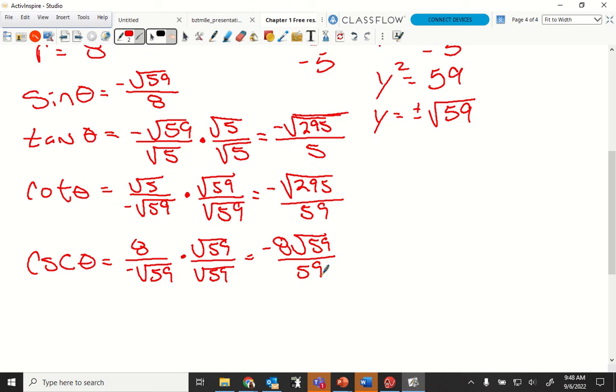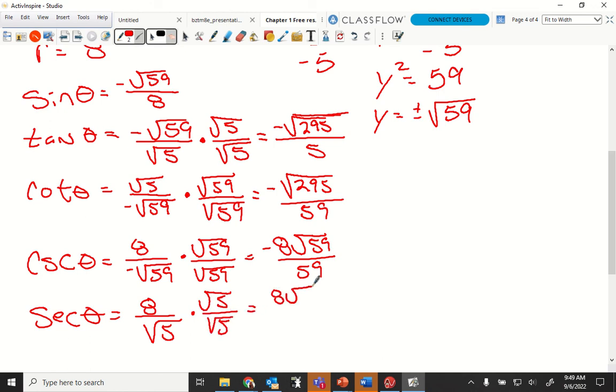Last one. Last one is secant. What is secant going to be? 8 over square root of 5. There we go.